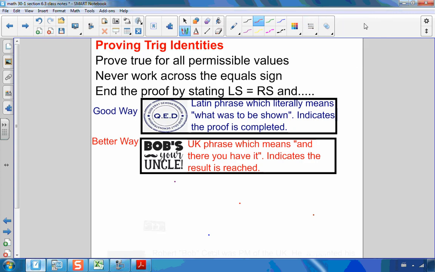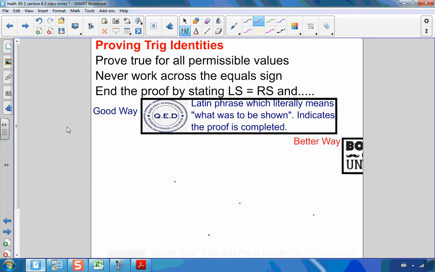Now, proving trig identities. When we're proving that an identity is true for all permissible values, never working across the equal sign, we always end our proof saying left side equals right side, okay? Now, there's also another way that we end it. There's two different ways that we are going to end our proof. So let's talk about the good way.